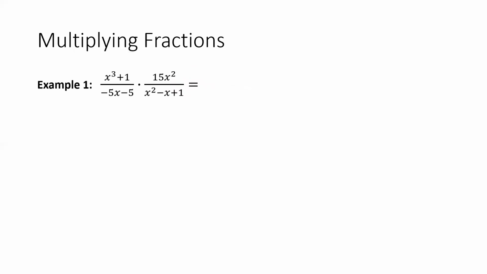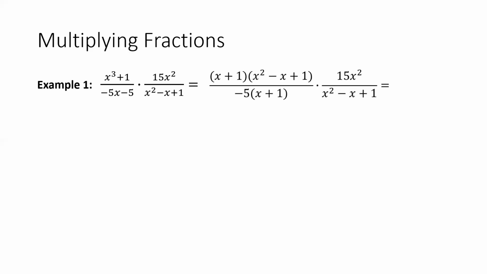Now, multiplying fractions is almost exactly the same as what we've done before with simplifying in the last couple of slides, because when we multiply fractions, we just multiply straight across. Although it seems like we have two separate fractions, we can treat it as just one giant fraction with 15x squared times x cubed plus 1 on the top, and -5x minus 5 times x squared minus x plus 1 on the bottom. And now I just treat it as a really big fraction.